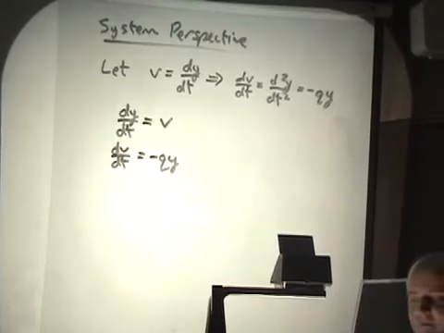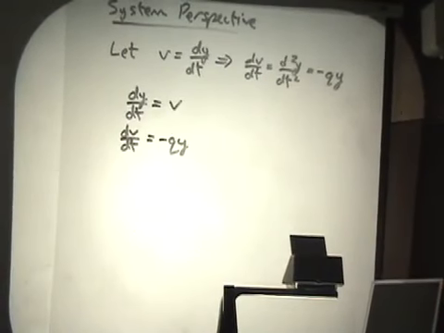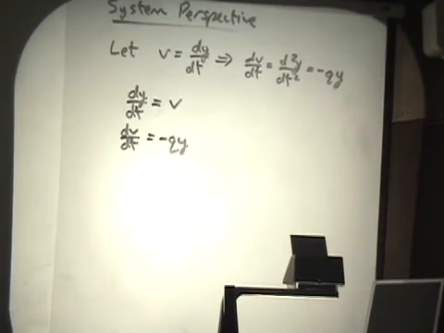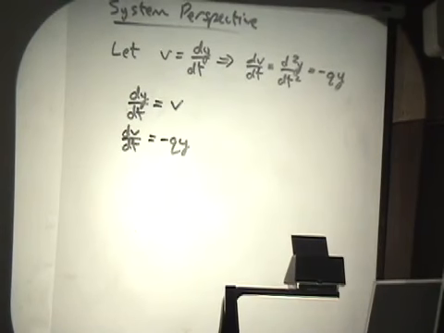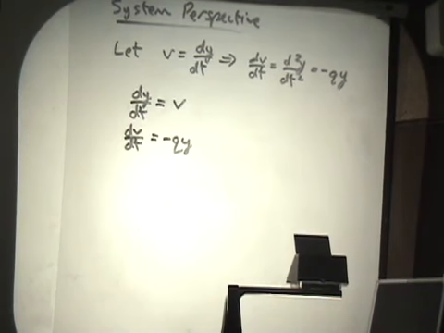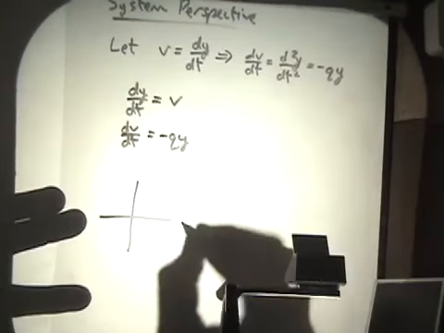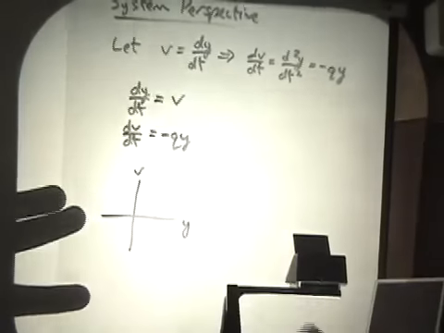As a system, we will eventually see that we can think of this, well, it's a linear system, we'll be able to think of it in what's called matrix form. We'll be able to draw the vector field for this system in a phase plane. It'll be a YV plane with y horizontal and v vertical.